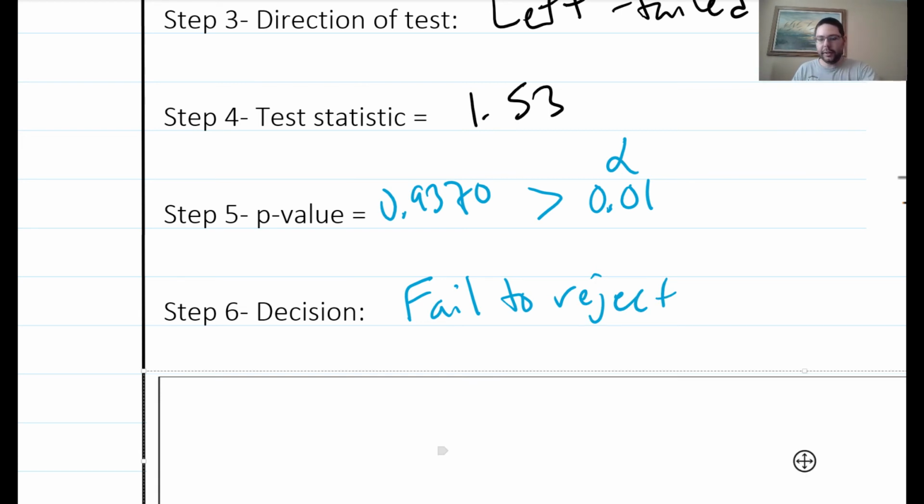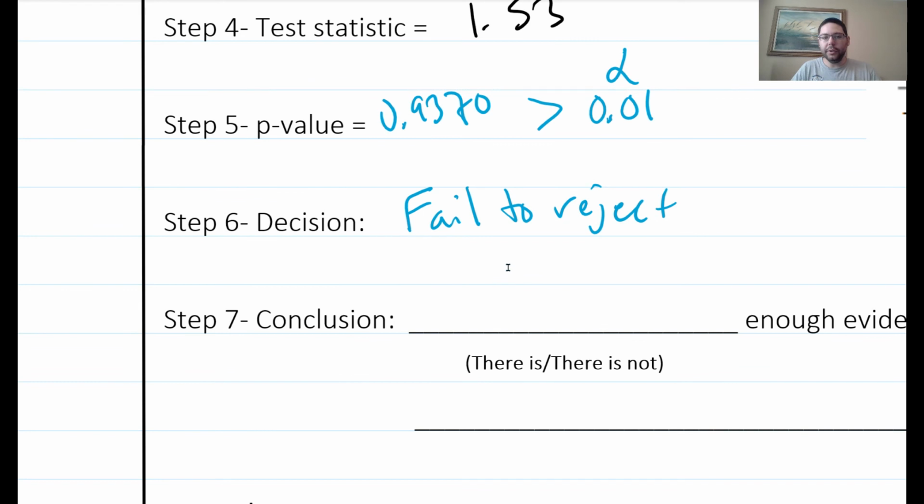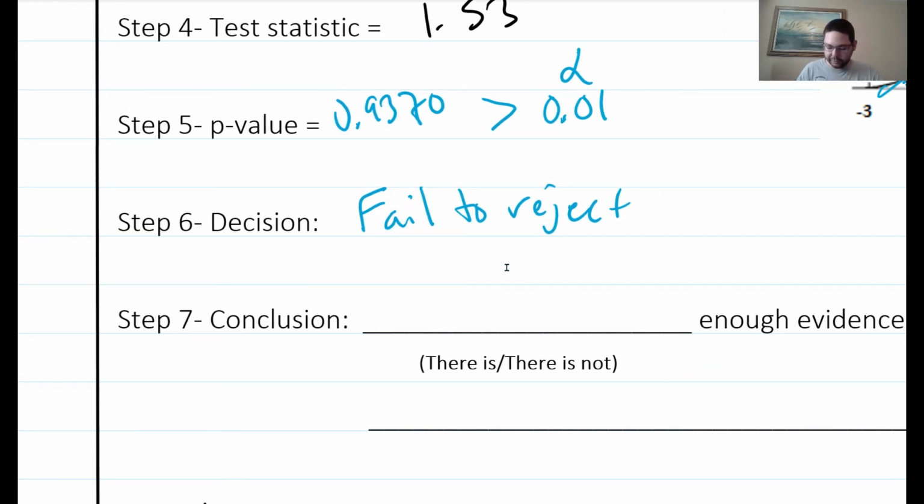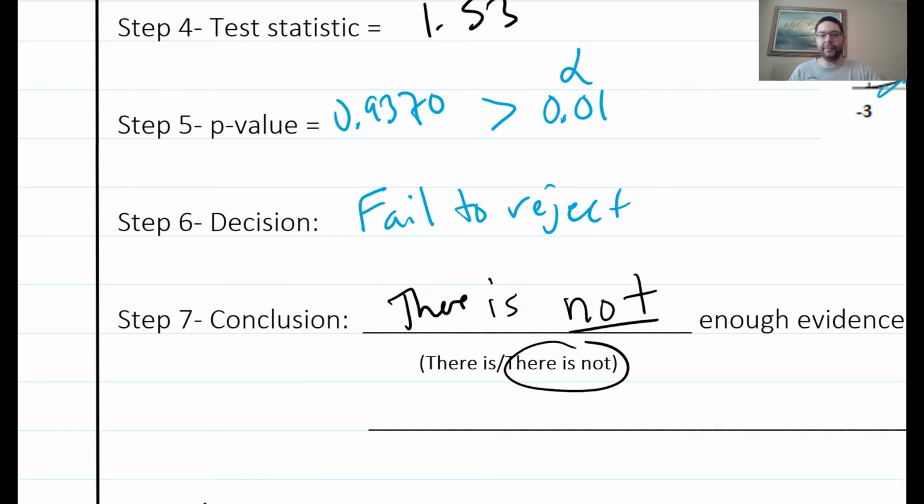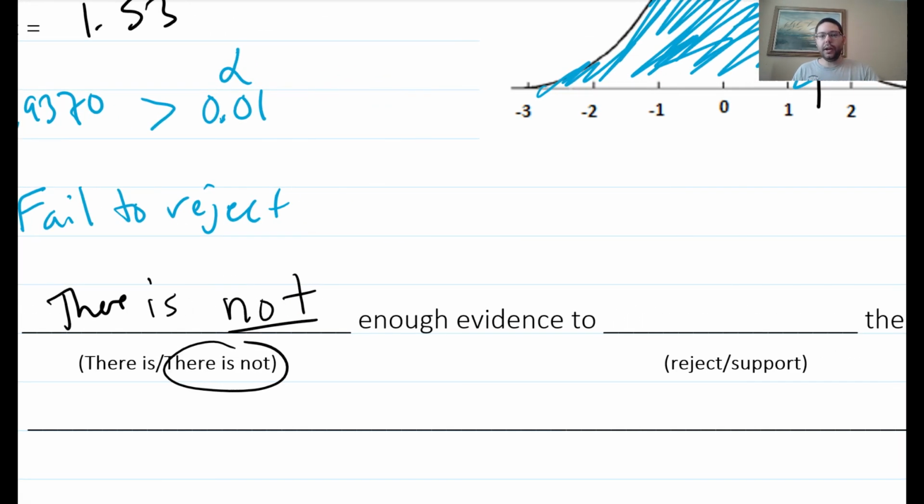All right, so then the next step here is our conclusion. Since we failed to reject, we're going to say there is not enough evidence, okay? Keyword: not enough evidence. In this case, since the alternative was my claim, we're going to say support, okay? There's not enough evidence, we use the word support. Remember, if the claim is H0, you use reject. If the claim is H1, you use support.